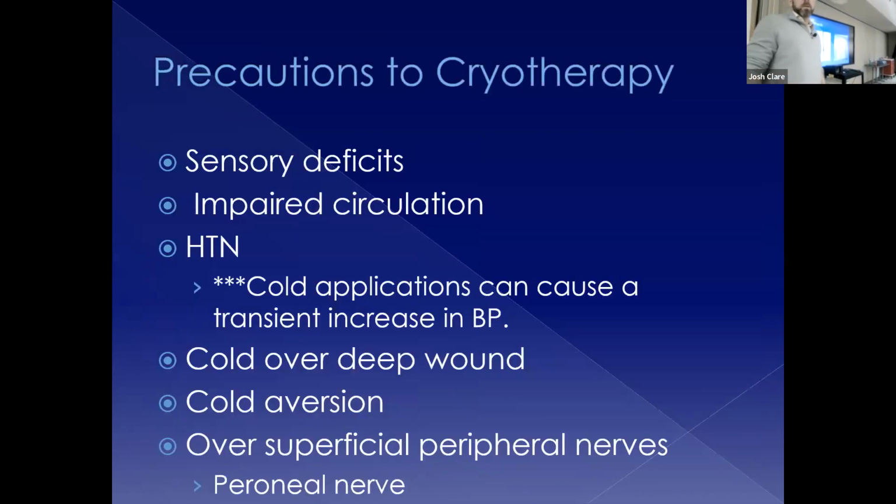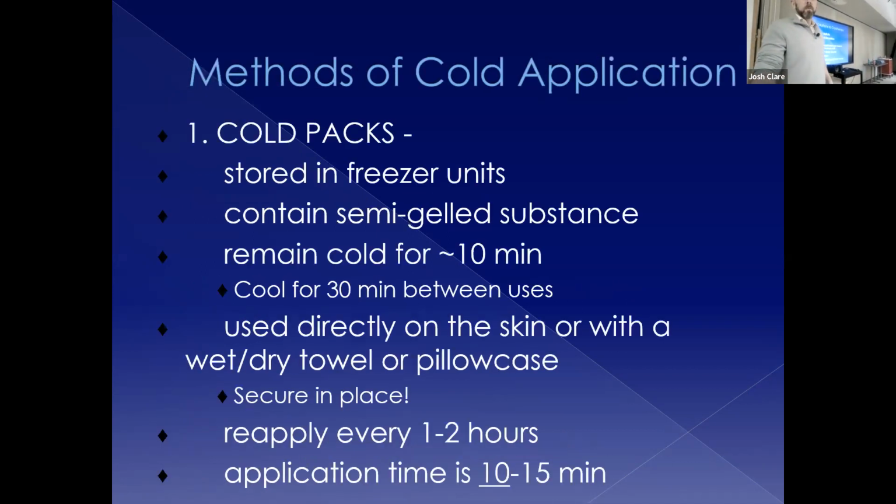Other precautions: sensory deficits, impaired circulation. High blood pressure is one of the precautions. There's a transient increase in blood pressure when we apply cold, so that is something to consider. If they are already starting with high blood pressure, we wouldn't use that. Cold over a deep wound, cold aversion, so people just hate it. And over peripheral nerves. The peroneal nerve is the big one, around the fibular head.